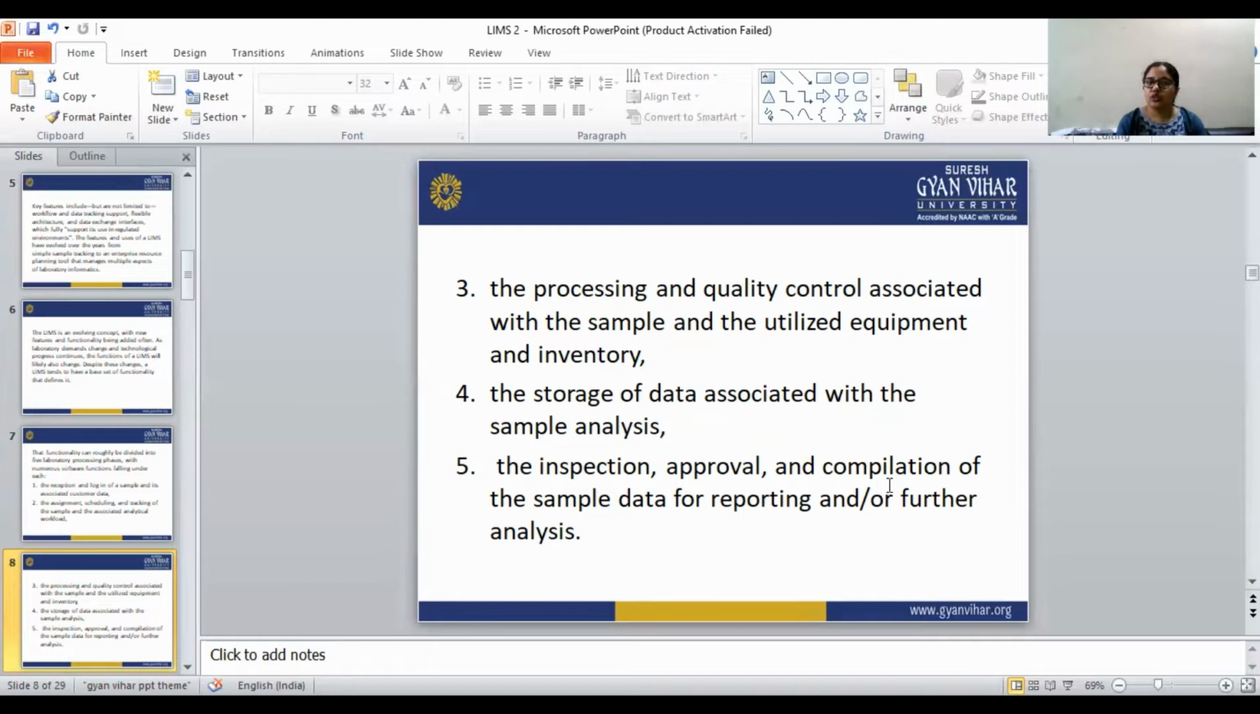Next is the storage of the data that is associated with the sample analysis.